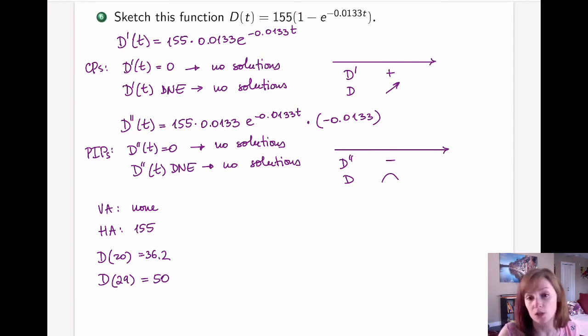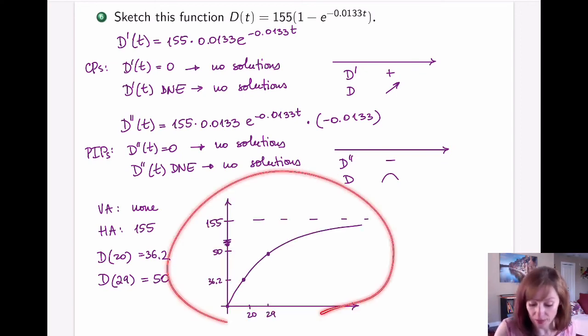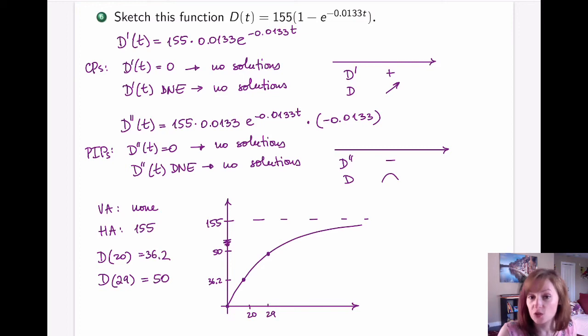Pause the video here, sketch the graph using all of this information, and see if you can come up with something similar to mine in a second. So you should get something like this, which converges to its horizontal asymptote, starts at the origin and goes through the 2 points that we have actual values for. It is always increasing and it's always concave down, which is in line with our first and second derivative analysis.